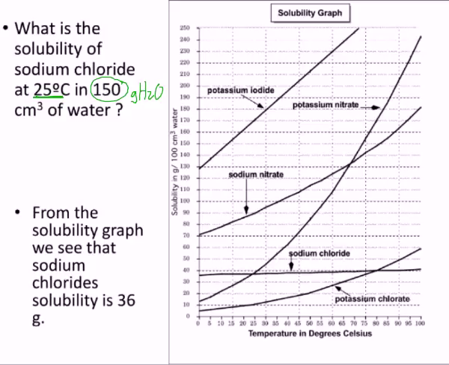What's our key piece? 25 degrees Celsius. So I'm going to go over where that is. That's right here. I'm going to go up to my line for sodium chloride. And there's a little bit of wiggle room here. What do you guys think that number is?